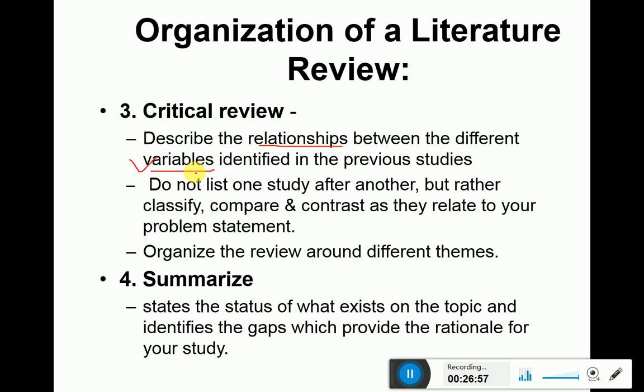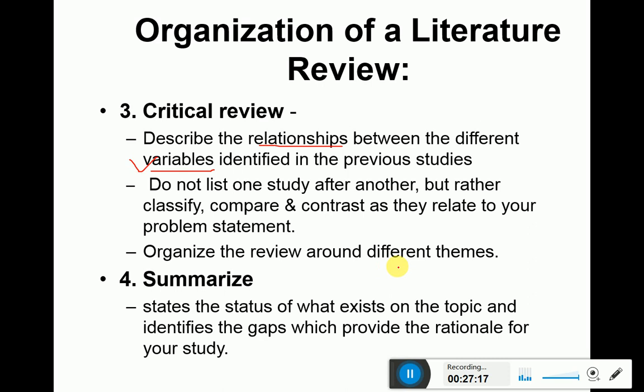Don't list one study after another, but rather classify, compare and contrast them as they relate to your problem statement. Your study is necessary, so choose the literature review studies that are very much near to your problem statement, your objective, and mention those.